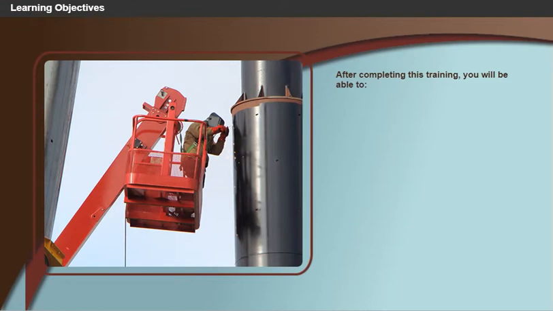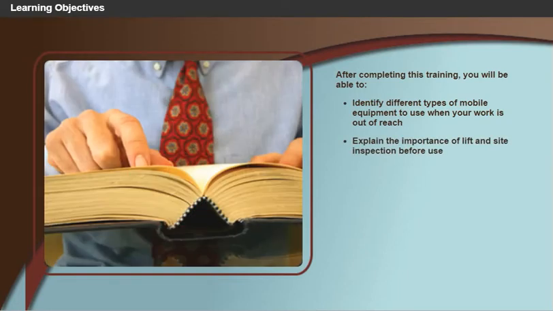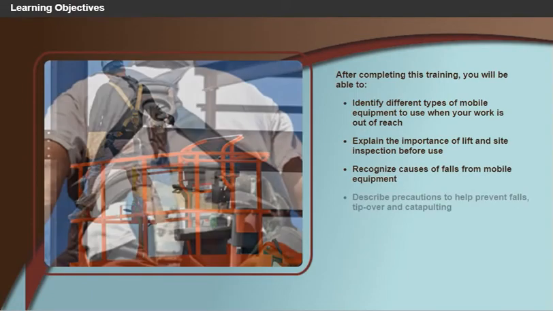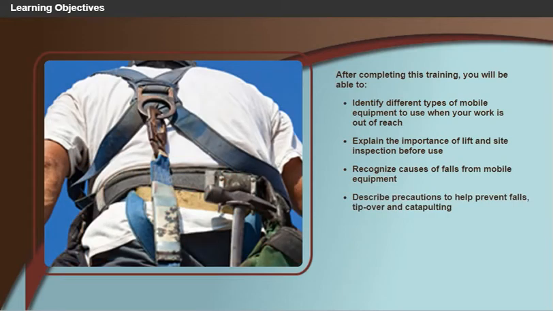After completing this training, you'll be able to identify different types of mobile equipment to use when your work is out of reach. Explain the importance of lift and site inspection before use. Recognize causes of falls from mobile equipment. Describe precautions to help prevent falls, tip-over, and catapulting. And identify hazards such as contact with power lines or other moving equipment.